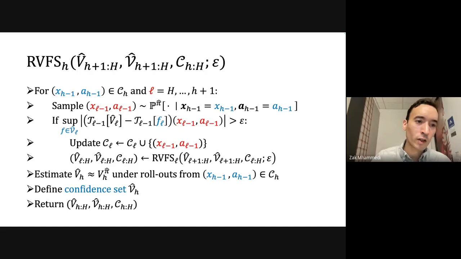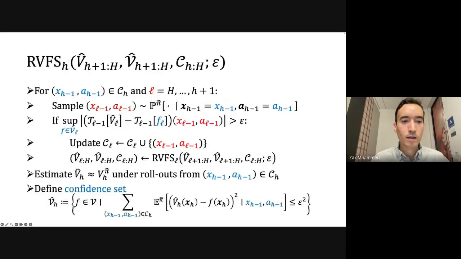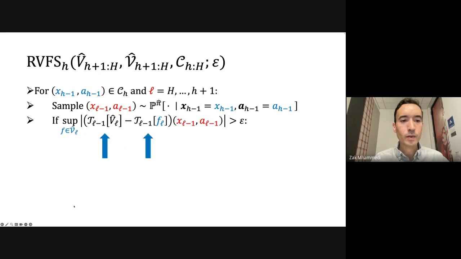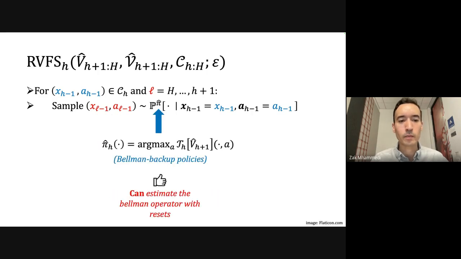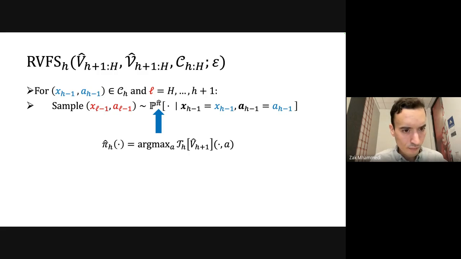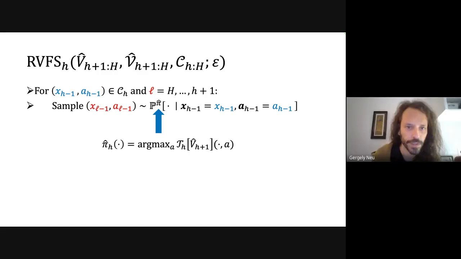But once RVFS 1 returns, it returns the set of V hat 1 until H, and you define the policy based on that using this Bellman operator. You define the policies this way, right? Does that make sense? Yes, that does make sense.